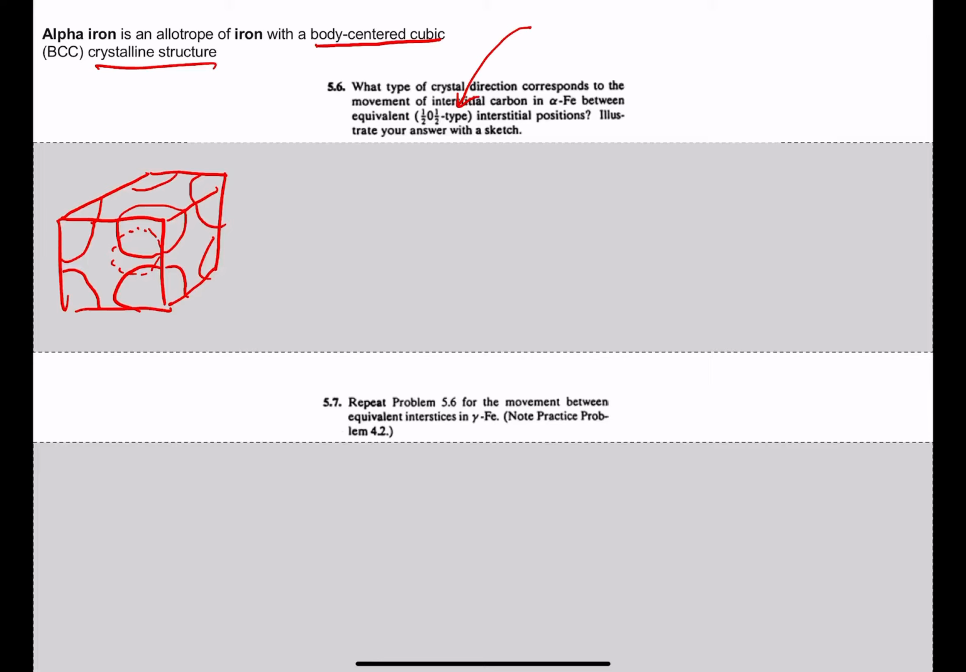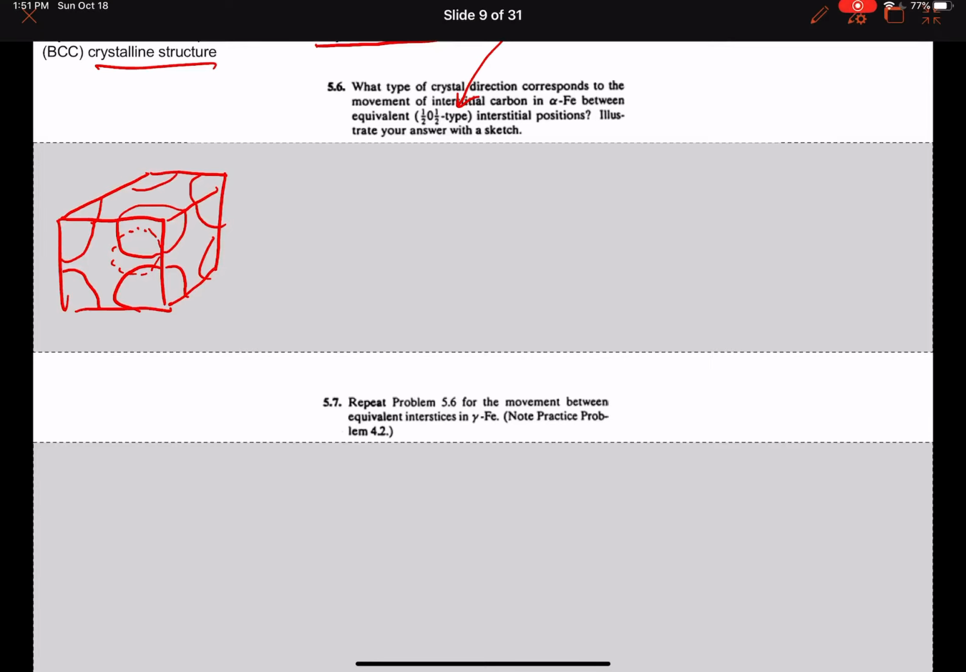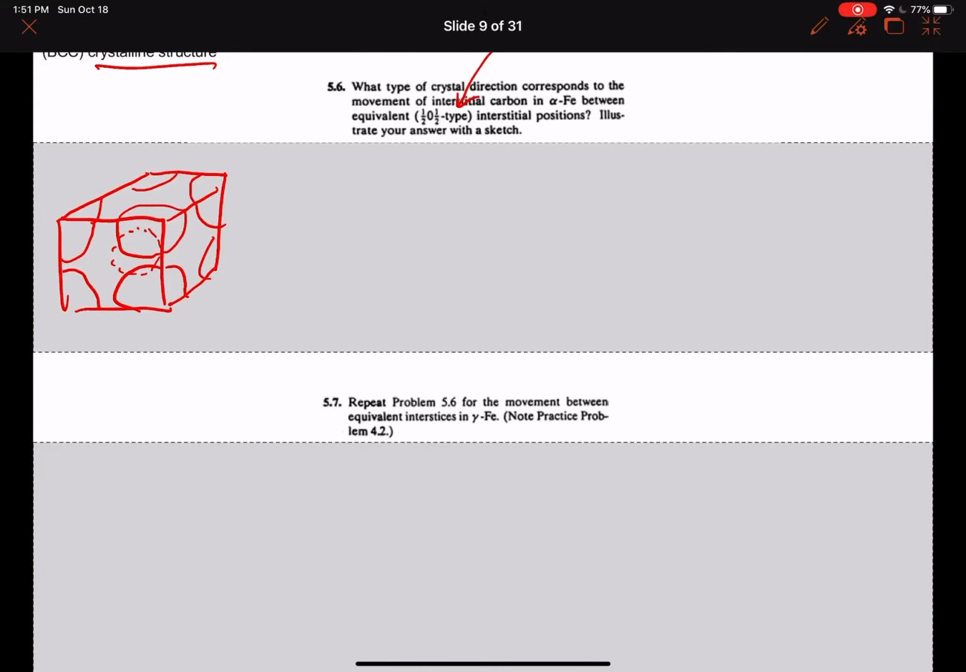And at each of the centers of the faces is an interstitial site. And that is what we were referring to here. Okay, so we've seen this before. At each of these interstitial sites, it's a potential spot for a carbon atom.